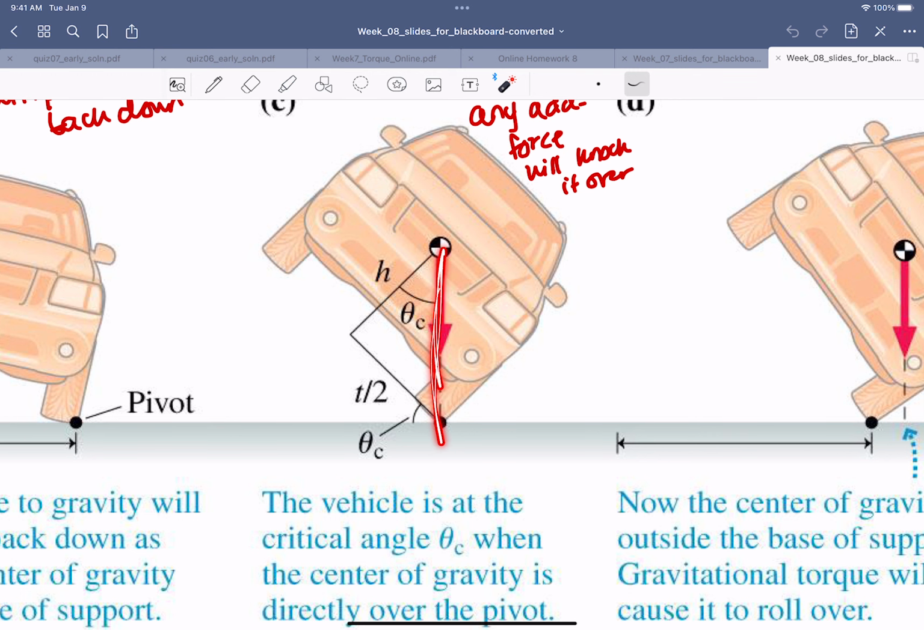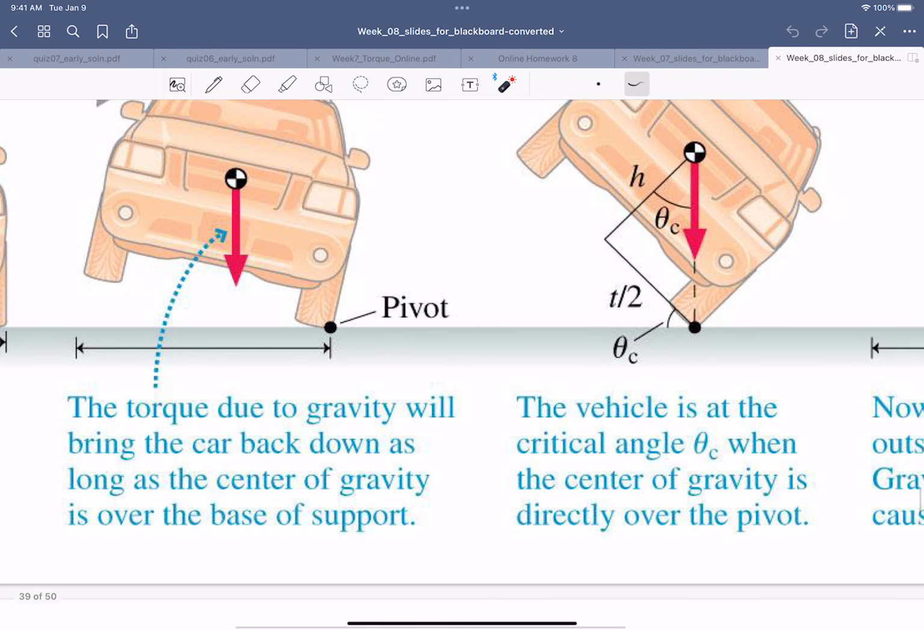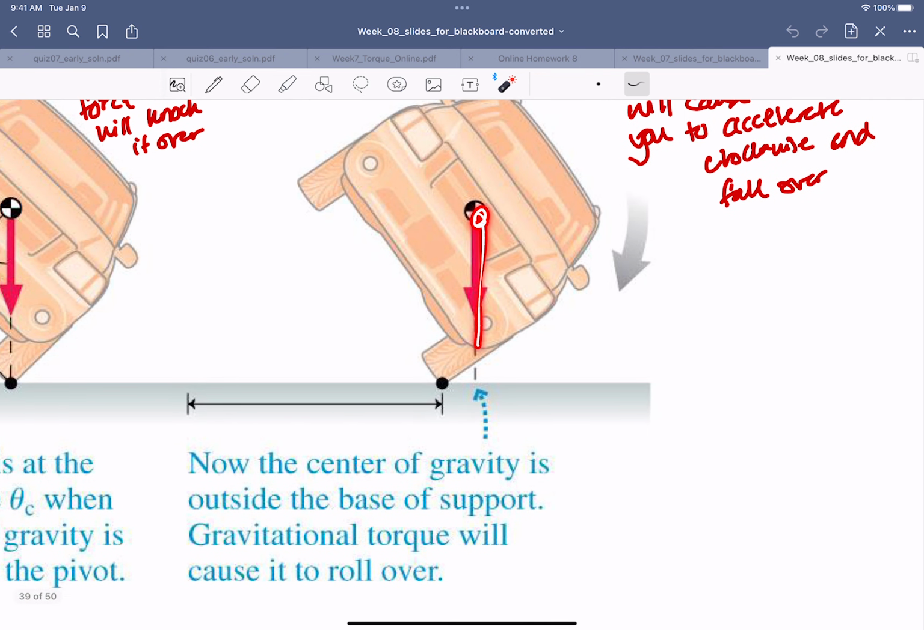If it's directly above that pivot right here, that's its maximum point. If this was a center of mass like this, then it's getting dangerous, right? Any additional force is going to tip you over. Now, if it's past the base of support like this, you're done for. This was 2 meters, 0 to 2 meters right here. If this was 2.1, you're done for.